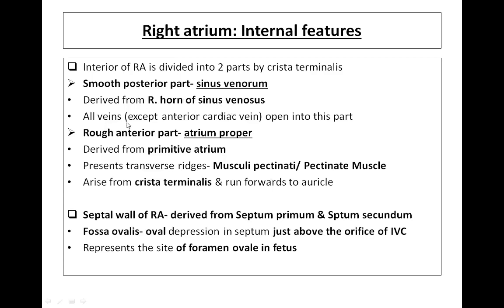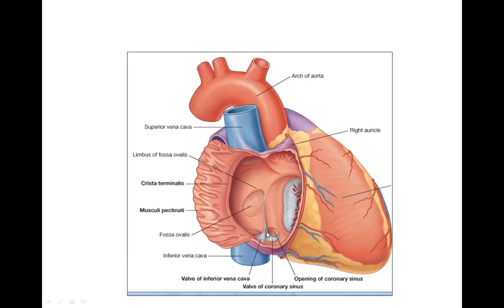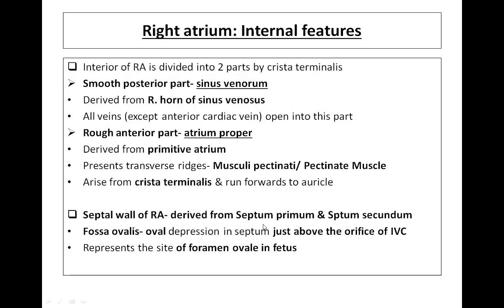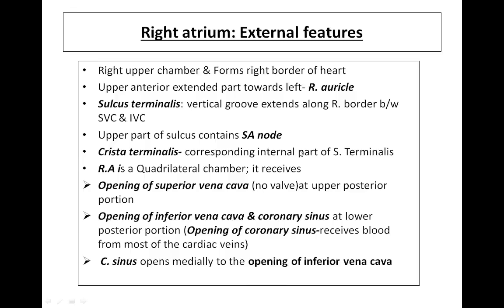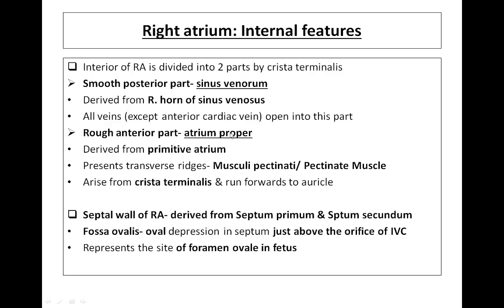Then all veins except the anterior cardiac vein open into this part. See here, all the veins open except the anterior cardiac vein. Then the rough anterior part, this is our anterior part, which we have cut and opened. So the rough anterior part is the atrium proper, which is derived from the primitive atrium.